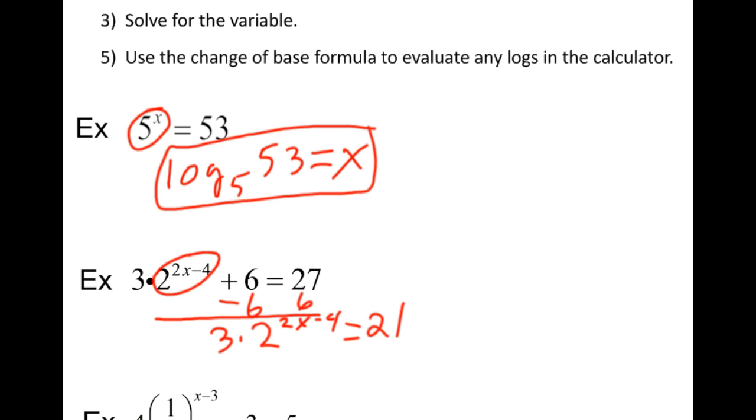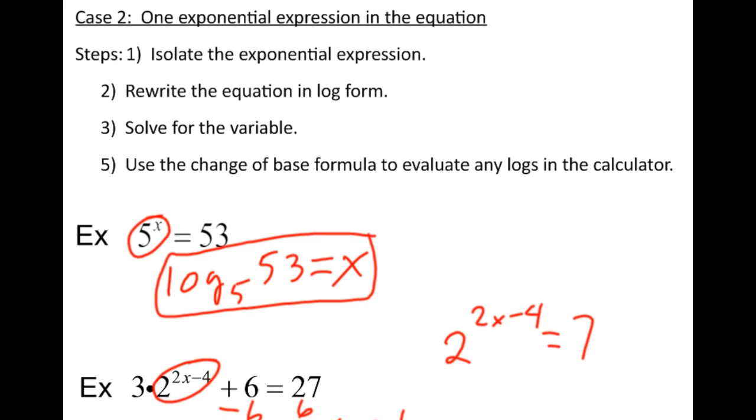You said do what next? Divide by 3. I get 2 to the 2x minus 4 equals 7. Now, if I've isolated the exponential, that's where, if you look at my steps up above, I want to rewrite the exponential now in log form.